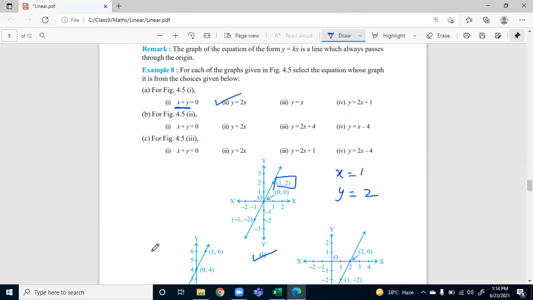Okay, ma'am. So let's proceed to BC part. Give it a try yourself. I will be hand holding otherwise.